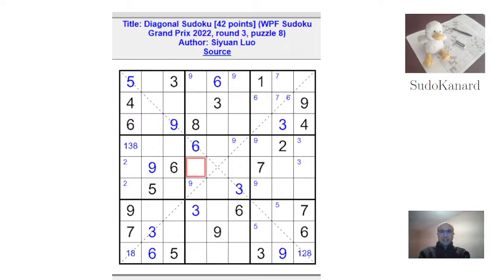But by diagonal logic, we see that 6 is not here. This 6 prevents 6 from being here. So it has to appear somewhere on this diagonal. It can only be here, and it pushes the 7 into this upper cell. So 2, 5, and 8. This is 2 or 5.